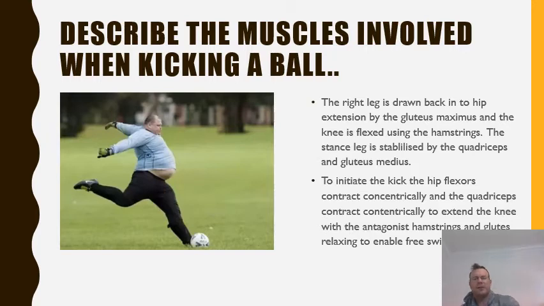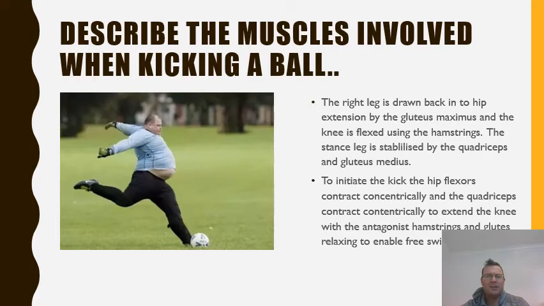So for this fine figure on the mat, I've asked you to describe the muscles involved when kicking a ball. So here's just an example you could use. Let's just talk through this, looking at what you see. How would you describe the muscles involved when kicking this ball? So in the first case, he's got to get that leg back, hasn't he? So we talk here about the right leg being drawn back into hip extension by the gluteus maximus.